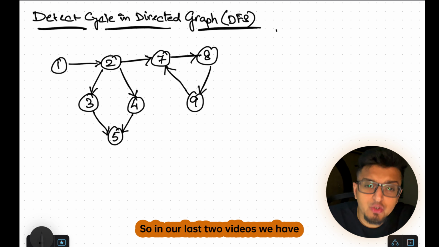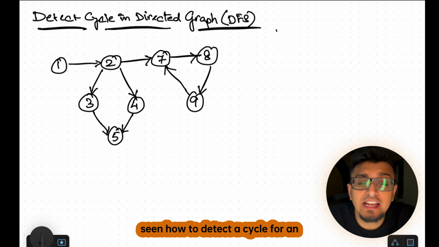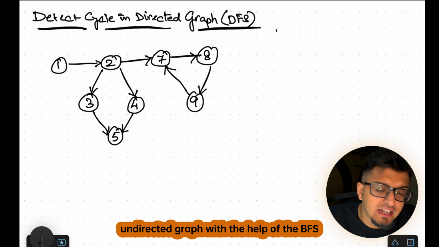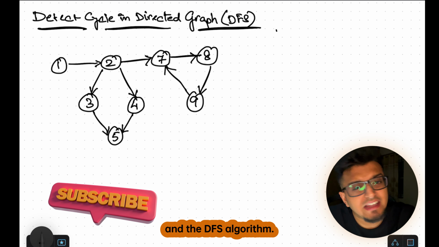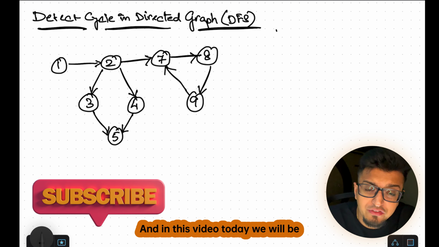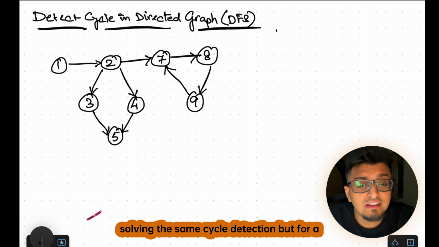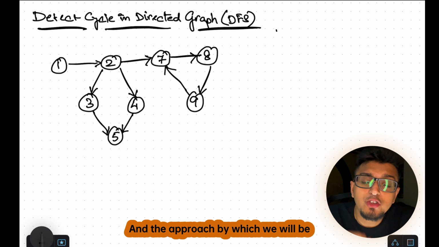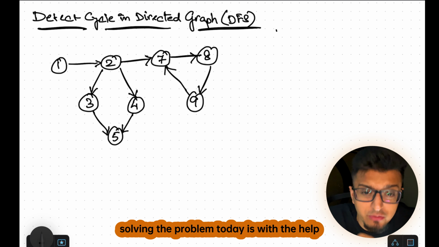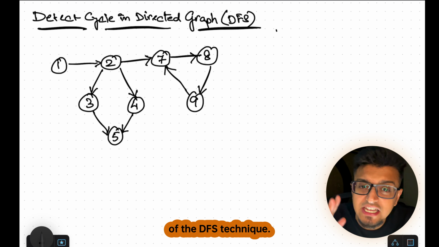In our last two videos we have seen how to detect a cycle for an undirected graph with the help of the BFS and the DFS algorithm. And in this video today we will be solving the same cycle detection but for a directed graph. The approach by which we will be solving the problem today is with the help of the DFS technique.